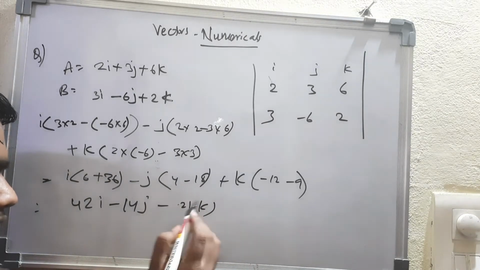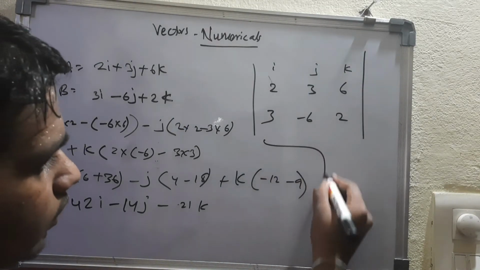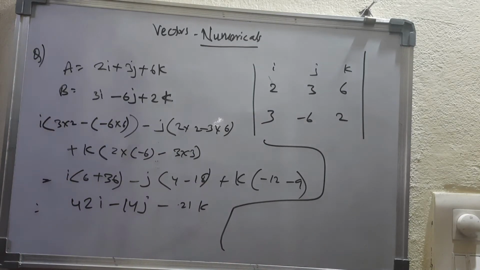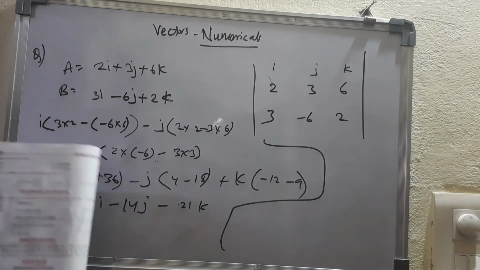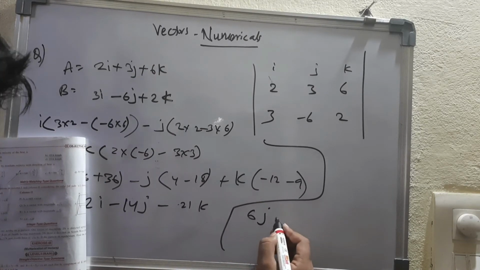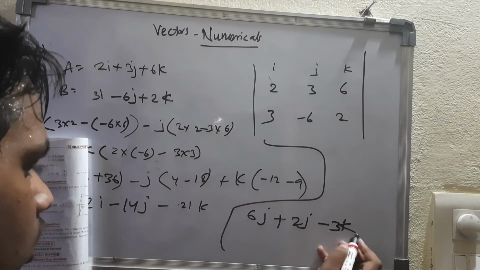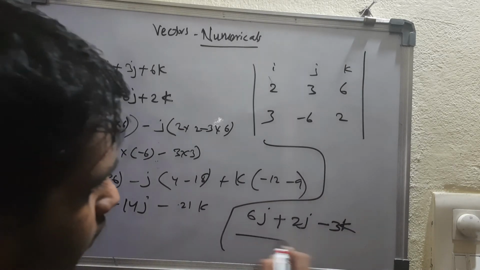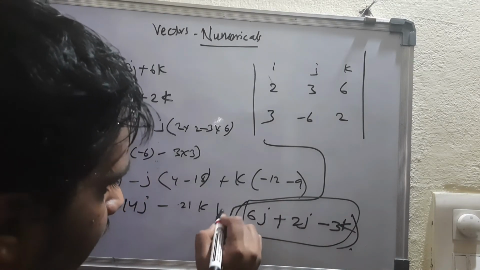So we'll write minus 21k. Okay, now what he gave in the question, let's search the question again. Where's that question now? What he said: 6i plus 2j minus 3k. So this he gave, and he gave this as k times.